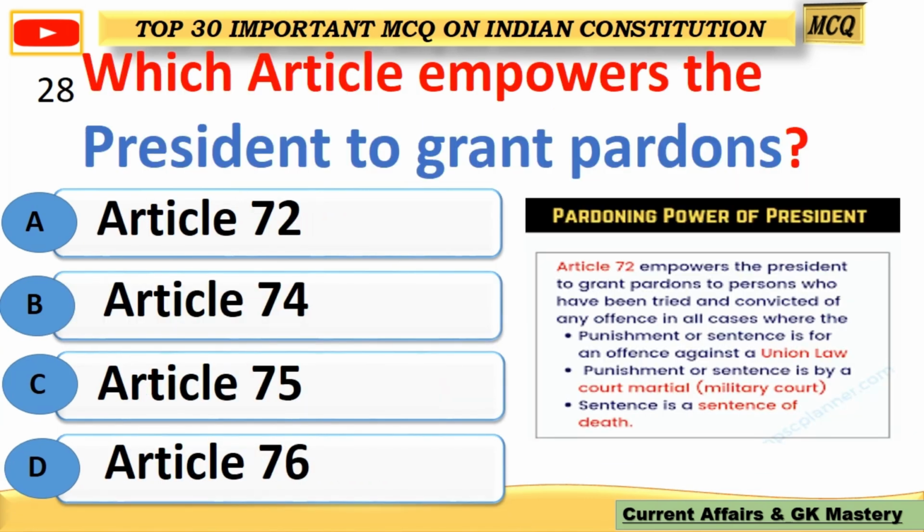Next, which article empowers the President to grant pardons? A. Article 72. B. Article 74. C. Article 75. D. Article 76. The correct answer is A. Article 72.